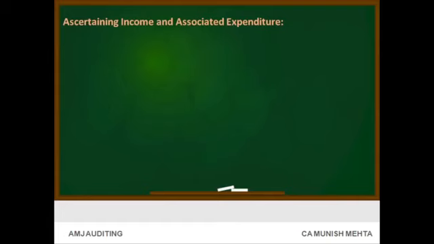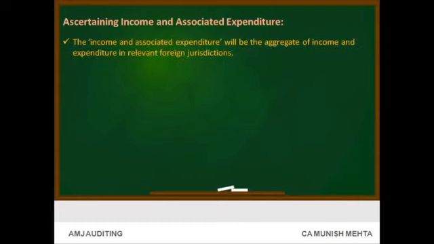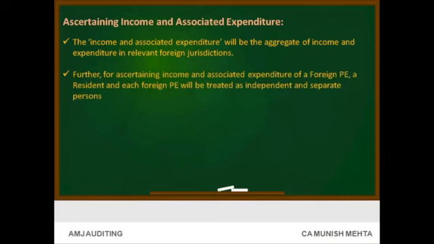Ascertaining income and associated expenditure. The income and associated expenditure will be the aggregate of income and expenditure in relevant foreign jurisdictions. Further, for ascertaining income and associated expenditure of a foreign PE, a resident and each foreign PE will be treated as independent and separate persons.